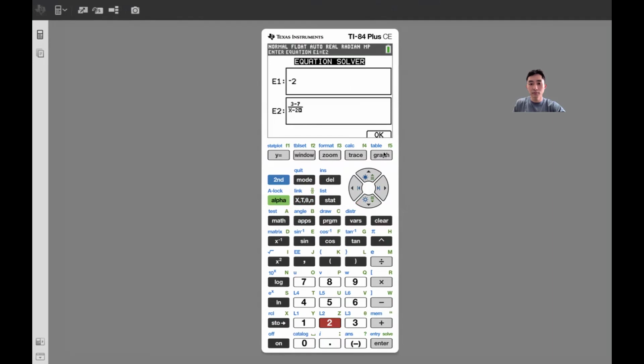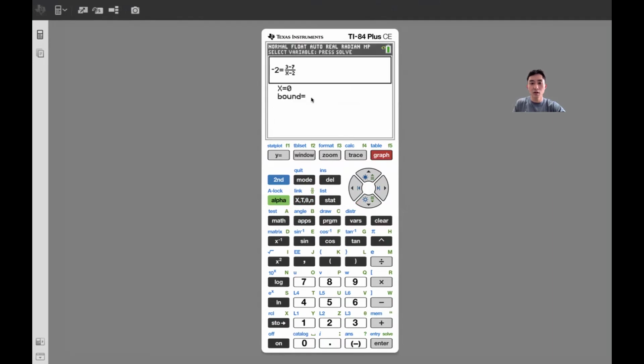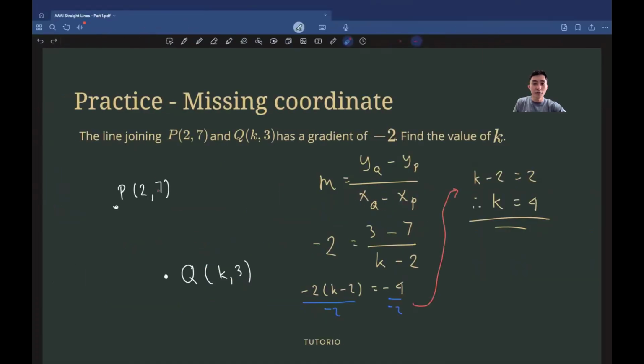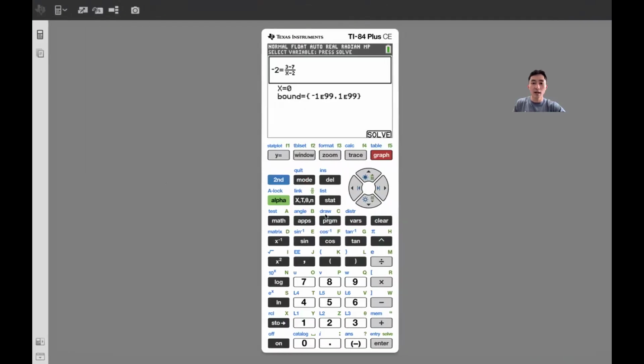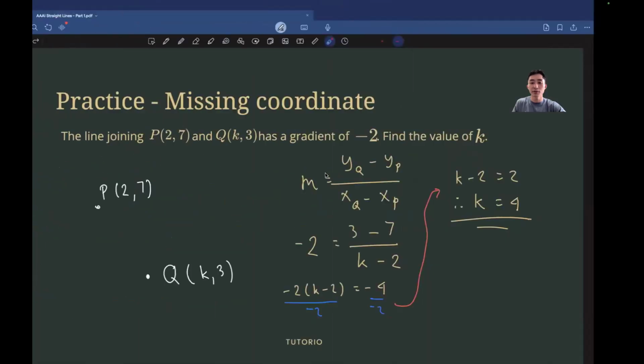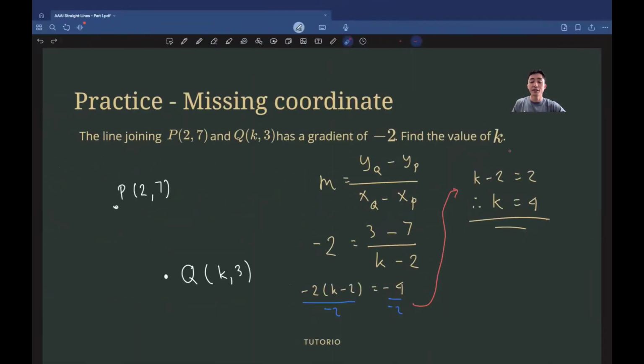Because we know that the position of the x coordinate earlier was on the right, we can use a positive value. So to the right of 2 can be 3, can be 4, can be 5. Let's just use 6. And then we now press solve, and it will lead to 4. So that's our answer. The k was equal to 4. So yeah, that's how to use the GDC.